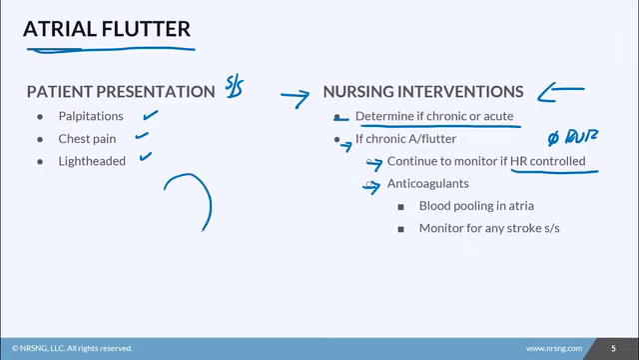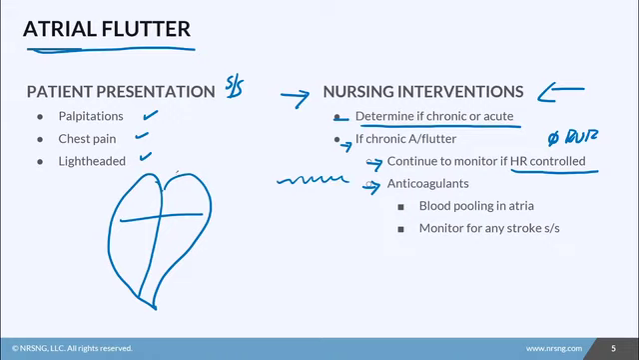Here's what happens with A flutter. The atria are contracting at such a fast pace that they don't have enough time to fill up with blood, or when they contract, they don't get rid of all the blood that's sitting in the atria. So the blood pools here. So this blood that's pooling in the atria clots up because it's not moving anywhere. Whenever those clots break loose, it goes straight to the brain and it causes a stroke.